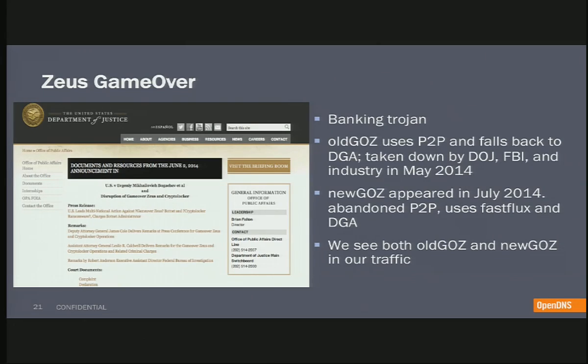The first one was using peer-to-peer with a DGA fallback. The second one gave up on the peer-to-peer, but it used fast flux for hosting the C&Cs in the beginning, but now they're kind of isolated IPs. But it still uses DGAs for the domains. And we still see both old GOZ and new GOZ in our traffic, which is part of what we will cover here.